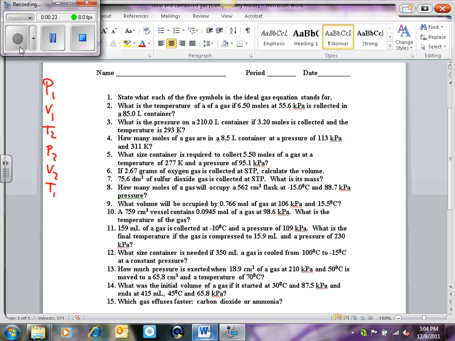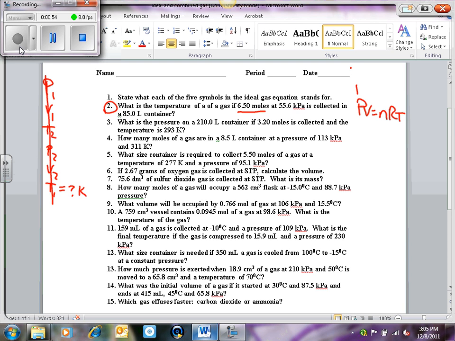So let's take a look at number 2 here. What is the temperature? Well, I don't know what the temperature is. Temperature is always in Kelvin, though. Of a gas of 6.50 moles. Oh, wait a minute. I have an amount of a gas. This has nothing to do with any of this. I see temperature, I see volume, but I have an amount of a gas in terms of moles. Think PV = nRT. Pressure and volume is a function of the product of the moles and R of a gas.